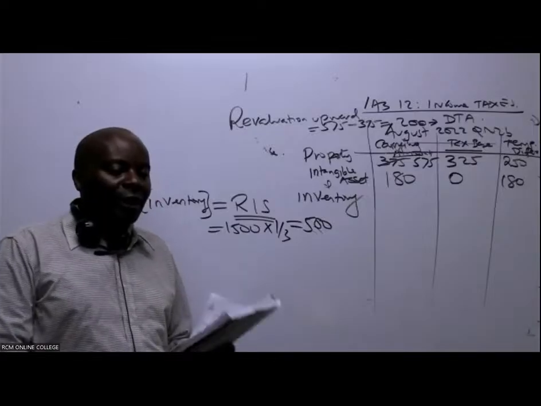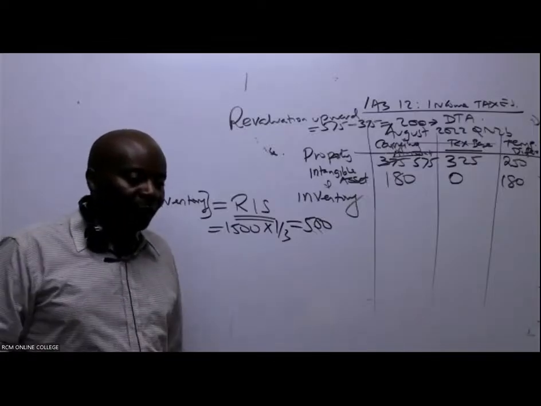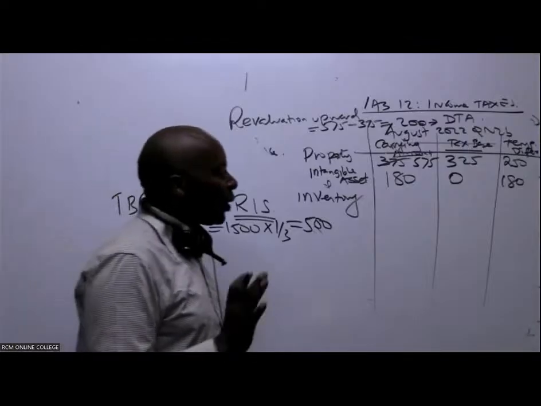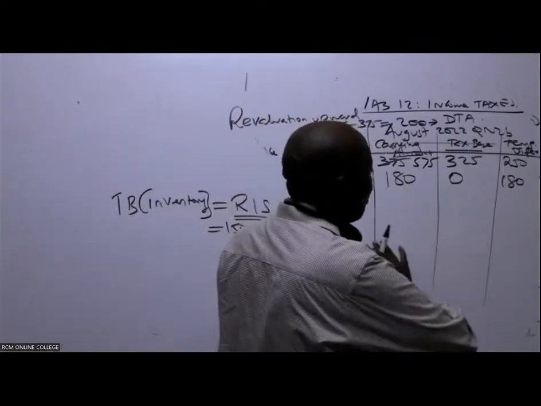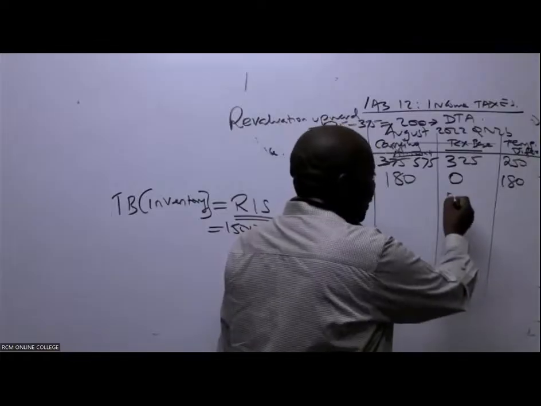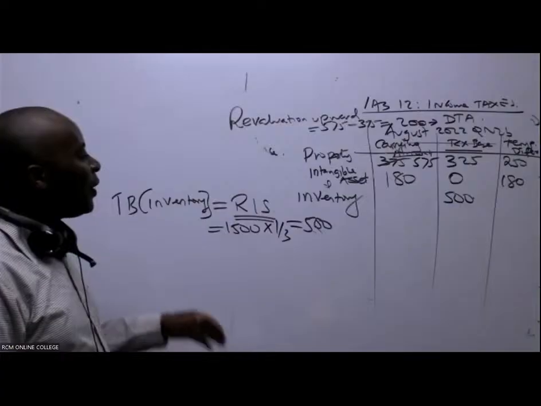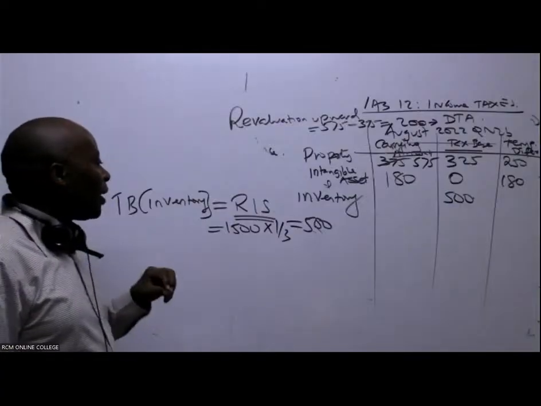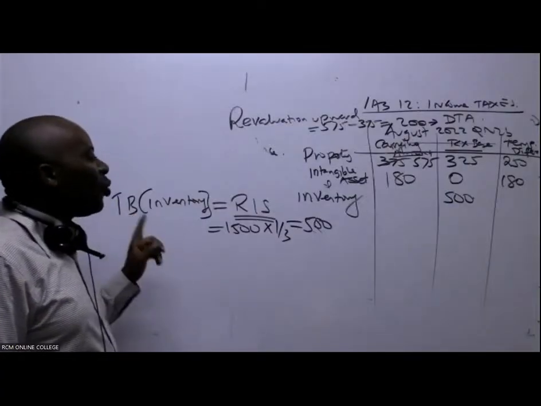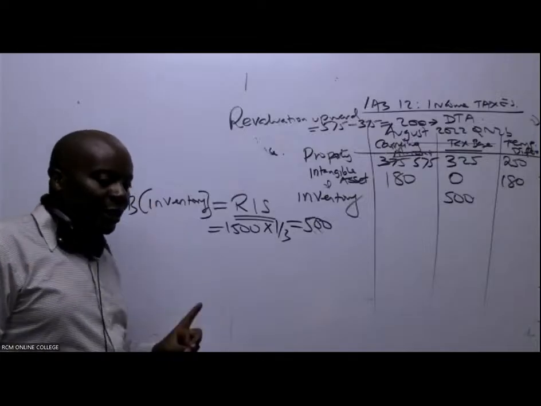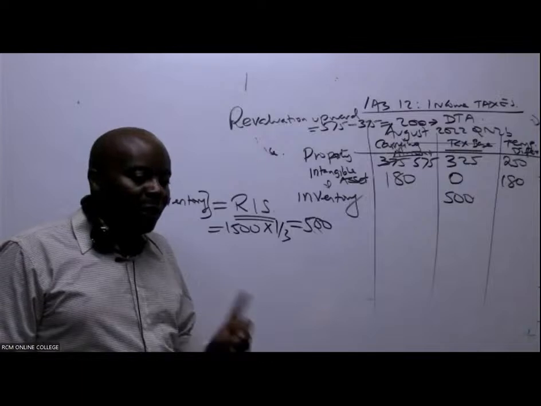Is this correct? The remaining intra-sales will be 500, yes. Somebody has confirmed it, so I'm not going to do any alterations. In this case, the tax base there will be 500. Whenever there is an intra-group transaction, for inventory the tax base will always be equal to the remaining intra-sales. There's no debate about that.